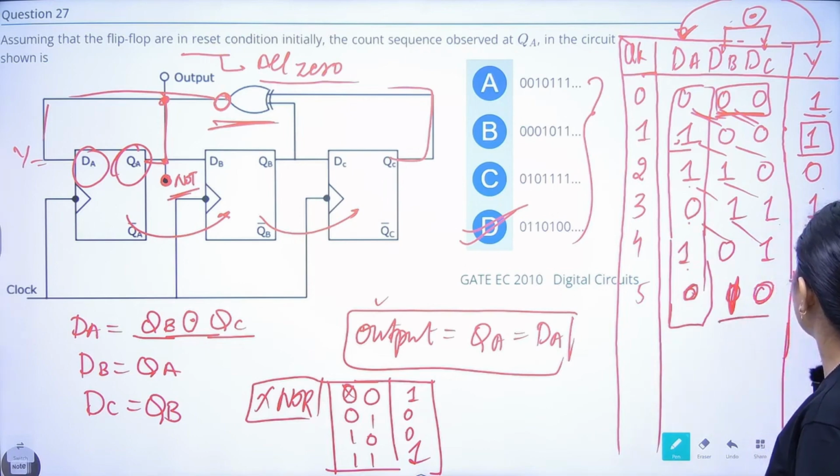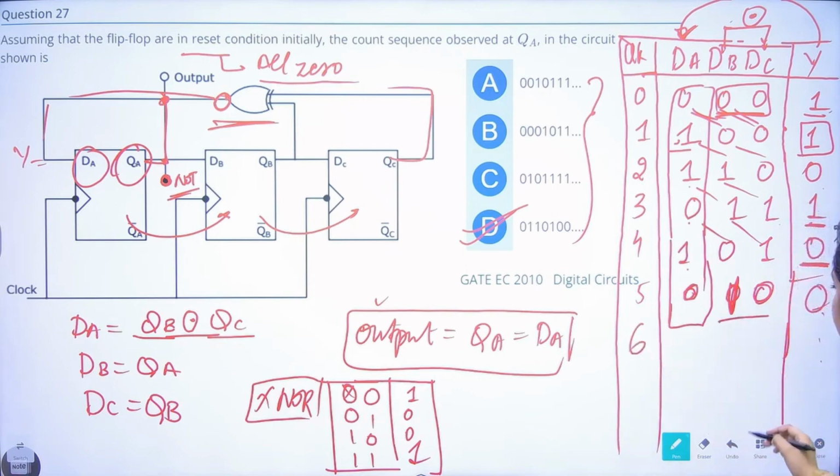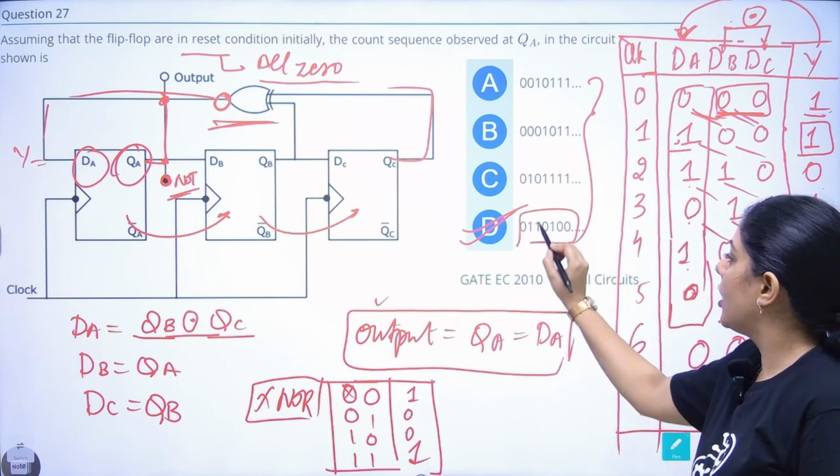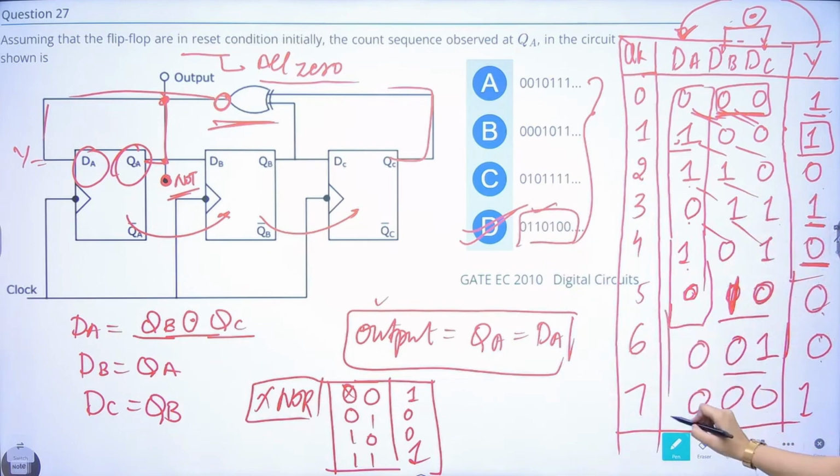This will again become 0 in the 6th clock, right? So 0 0 and 1 again becomes 0. In the 7th clock, 0 0 and 0. Now after this, the transition will complete, right? So this will become your sequence. This is the sequence they were asking for: 0 1 1 0 1 0 0 and 0, and so on.